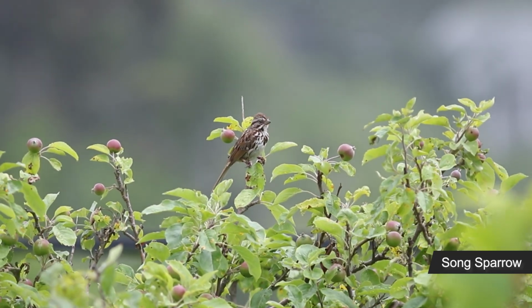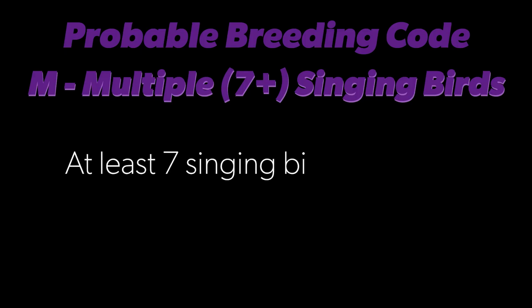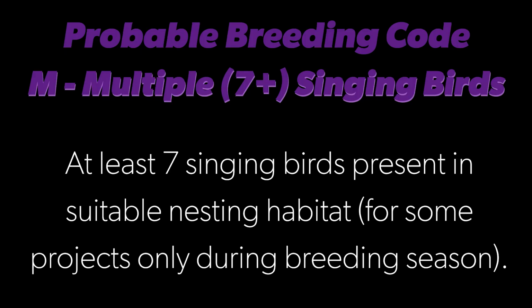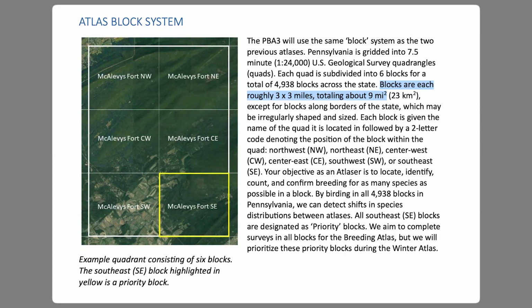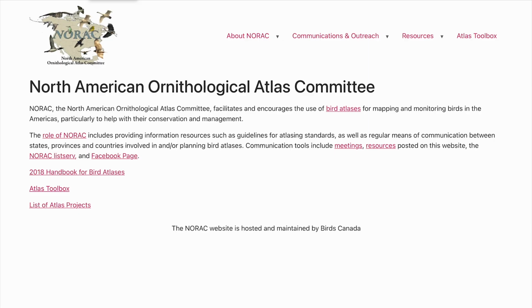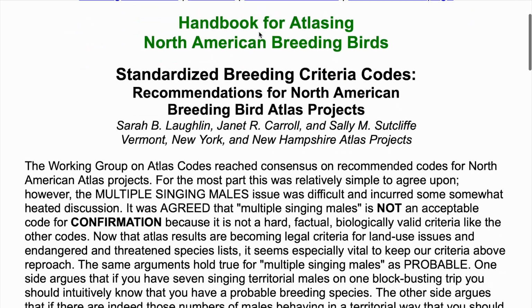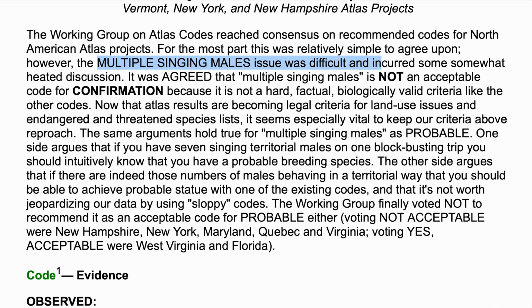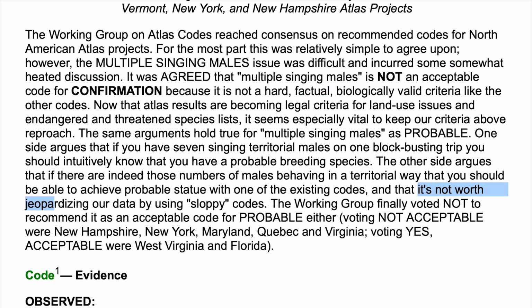Another very low code is M, multiple, 7 or more singing birds. This one is tricky because you should consider distance between those birds. Most atlases just need 7 or more singing birds within an atlas block to use this code, so those 7 birds might be spread across multiple eBird lists. I will point out that the NORAC working group debated the validity of this code, with some pointing out that if there are 7 singing birds, then one of them is bound to show some higher breeding code than this, going so far as to say it isn't worth jeopardizing Atlas data by using, quote, sloppy codes. They eventually voted 5-2 against M being an acceptable code.